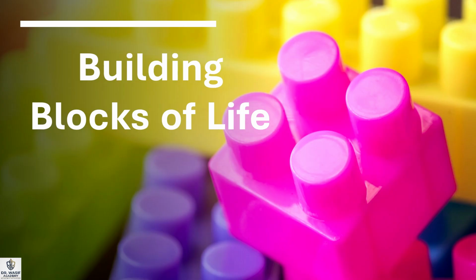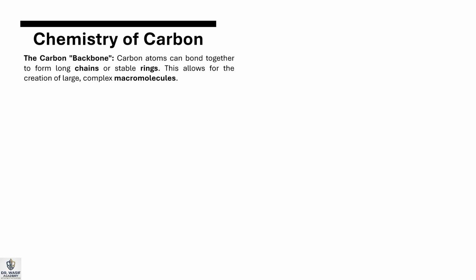First of all, we shall discuss the building blocks of life. Now let's look at the skeleton of life. Almost everything in biology is built around carbon. Think of carbon as the ultimate backbone. Carbon atoms love to bond with each other to form long chains or stable rings. This unique ability is what allows nature to build huge complex structures which we call macromolecules.